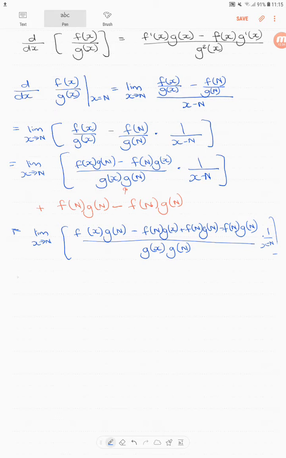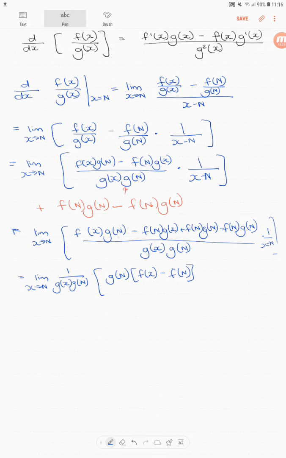Okay. We take then the limit as x approaches n. We take this denominator, 1 over g x g n, just write that neatly, 1 over g x g n times, again, we want f x minus f n. So in this case, we have g n times f x minus f n.